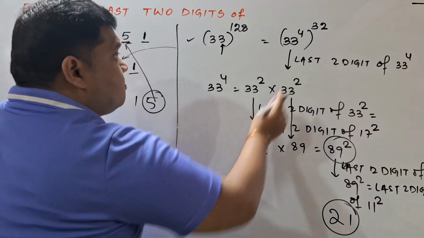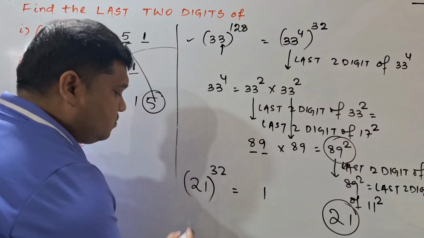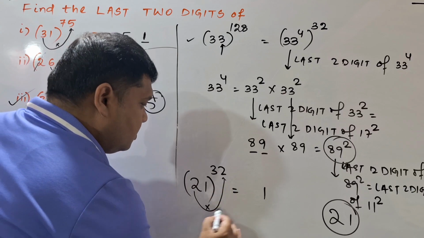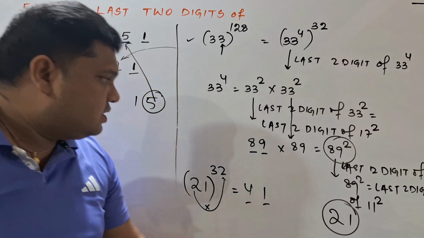So in this place what will I write? 21. Then the power is 32. Now the base ends in 1, so the unit place is 1. Multiply 2 into 2. This is 4. The answer for this question is 41.